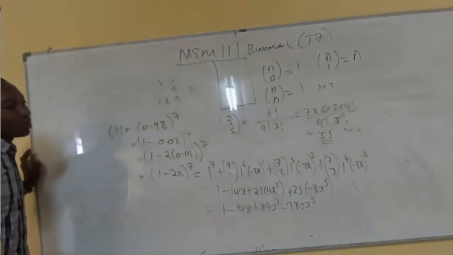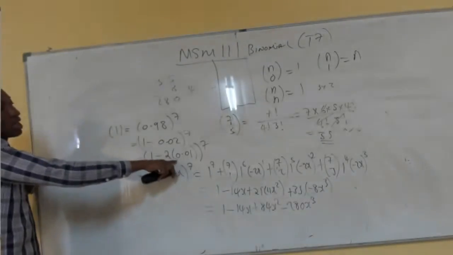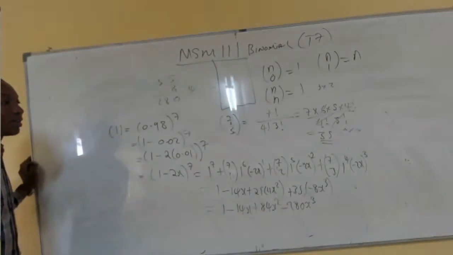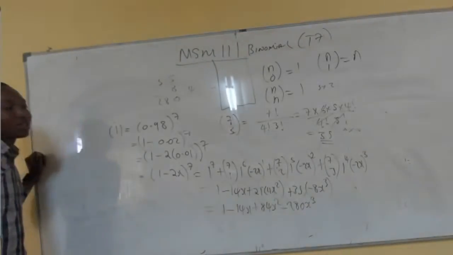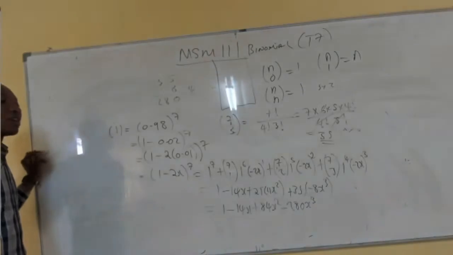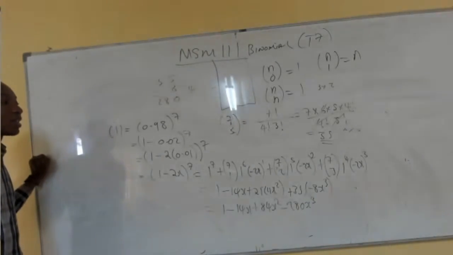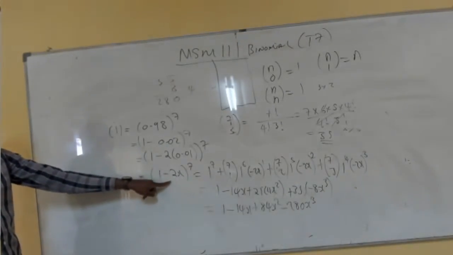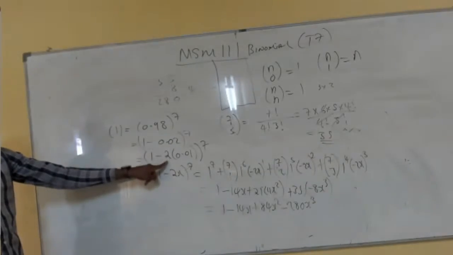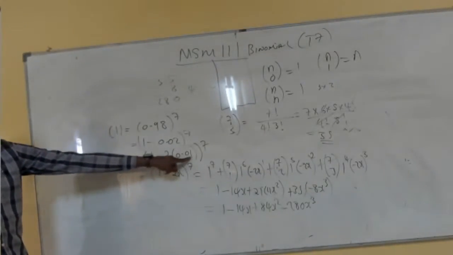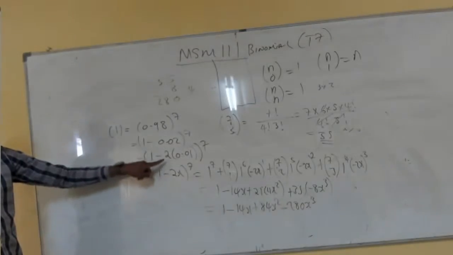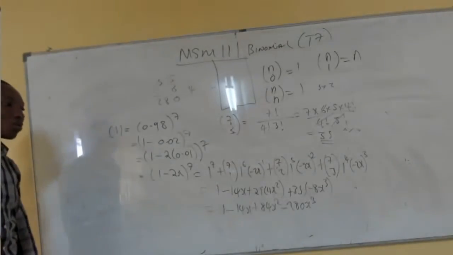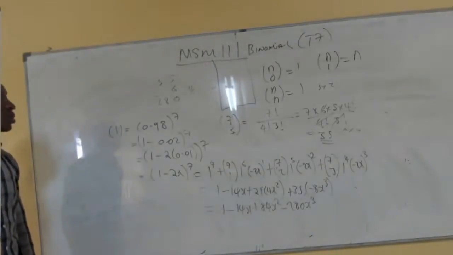Now I ended at 3 because I know that the number here is 0.01. If you raise it to the power 3, you actually end up having 6 significant figures, which is beyond the 5 we've been asked for. So let's find the exact value now. If you compare this one and this one, your x is actually 0.01.